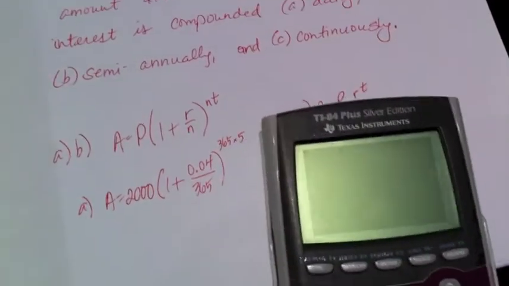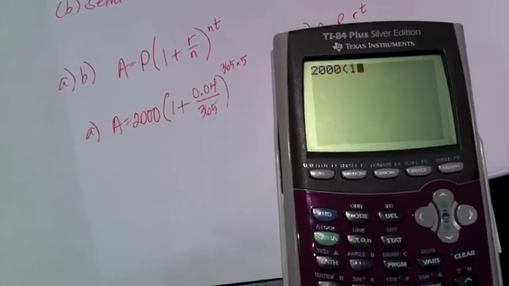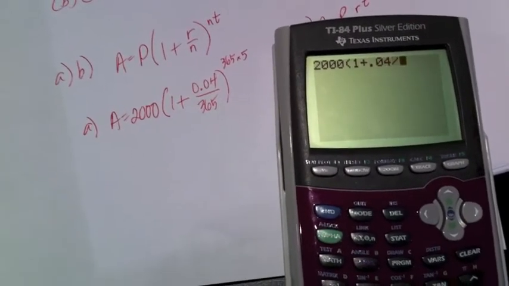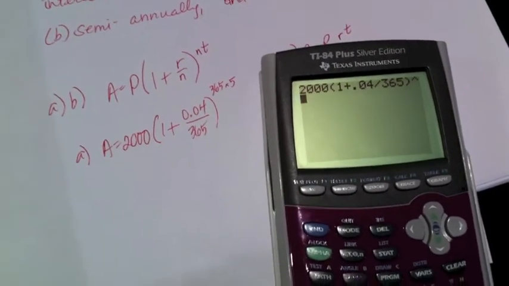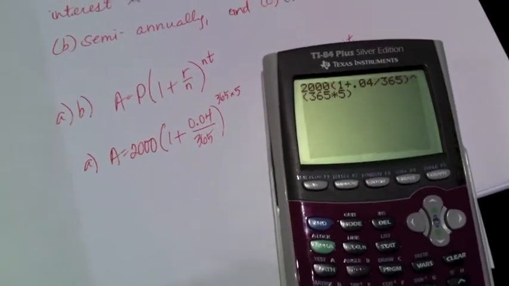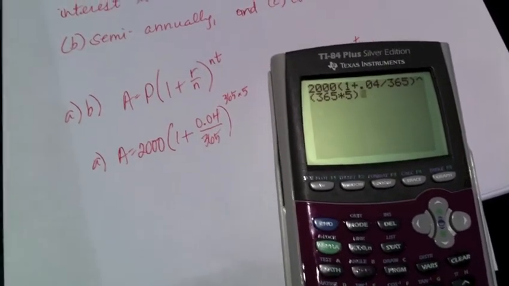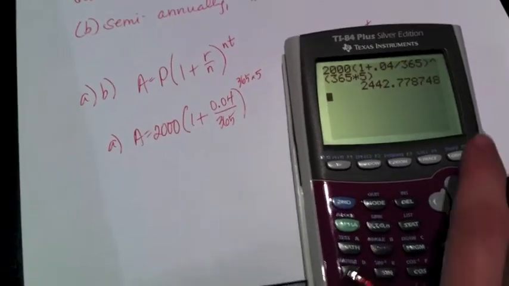So plugging it in. Let me move the paper right there. So I do 2000 parentheses 1 plus 0.04 divided by 365 parentheses. Now, because there's two things in the exponent, I want to put parentheses around the exponent. So 365 times 5, and I get, we'll say, 2442.78.